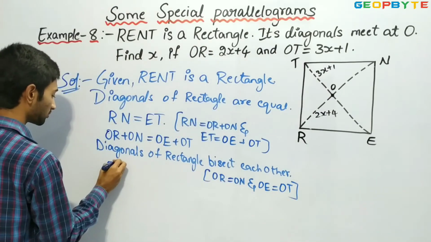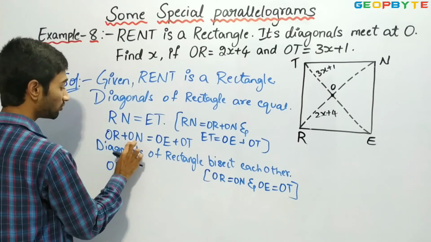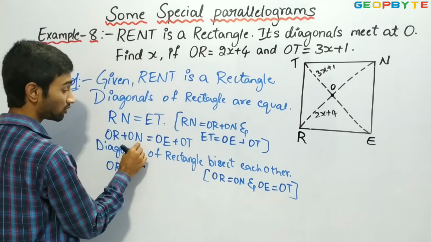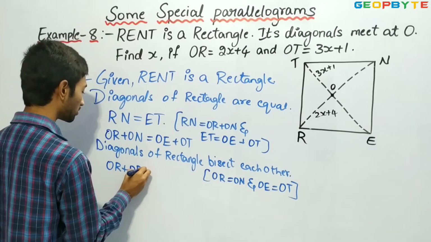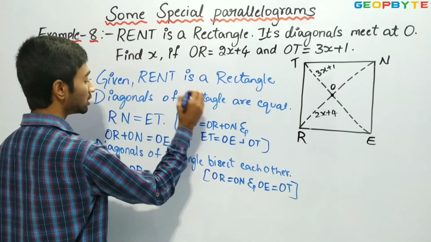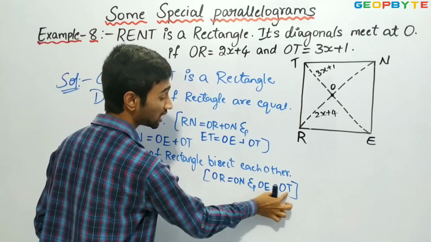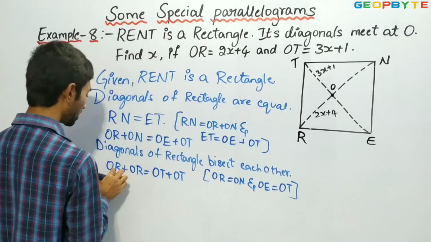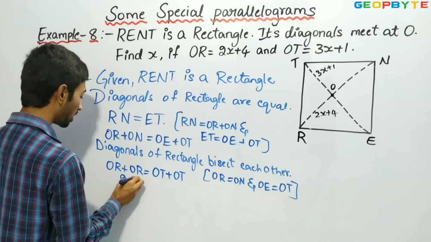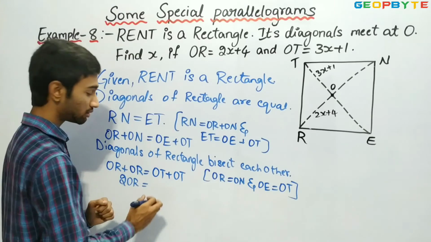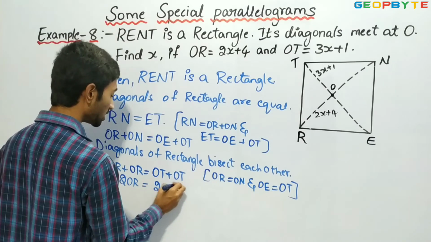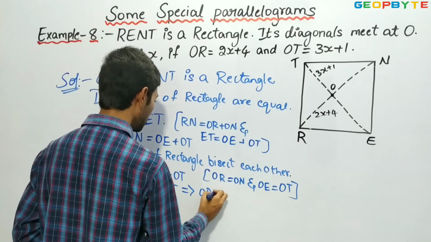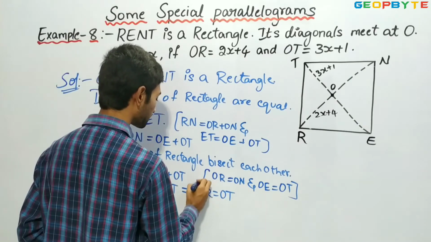So OR plus, in the place of ON we can write OR because ON is equal to OR. So OR plus OR equal to, here in the place of OE we can write OT. So OT plus OT. Here OR plus OR, 2OR equal to OT plus OT, 2OT. Here 2 gets cancelled and we get OR is equal to OT.